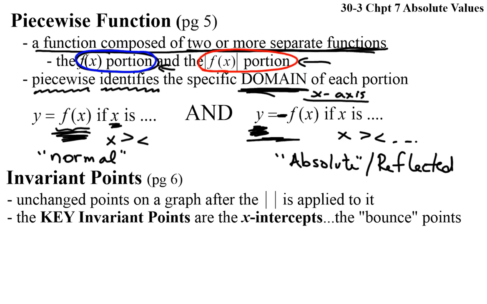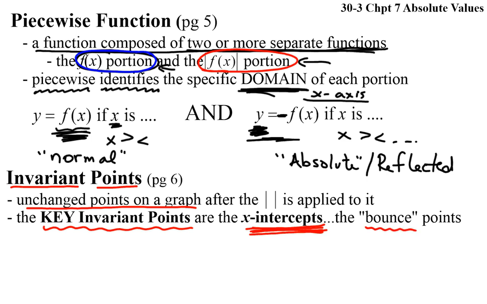Now the second part to this is what's referred to as invariant points. The invariant points are unchanged points on the graph. So it's the part that stayed normal. But the key invariant points are our x-intercepts. The x-intercepts become very important because they are what I call the bounce points. They're the points where, instead of going into the negative portion, the graph had to bounce to stay positive.